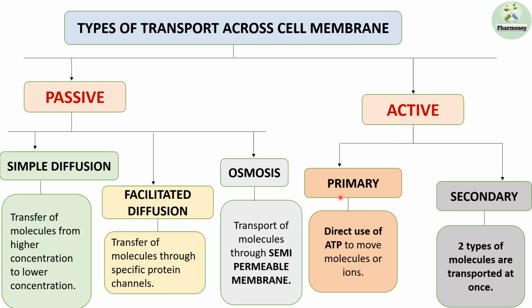Next is primary active transport. In this, a single molecule is transported at once, and the other type is secondary active transport. In this, two types of molecules are transported at once, and co-transporters are uniport, symport and antiport. Now, we will understand this classification in detail.